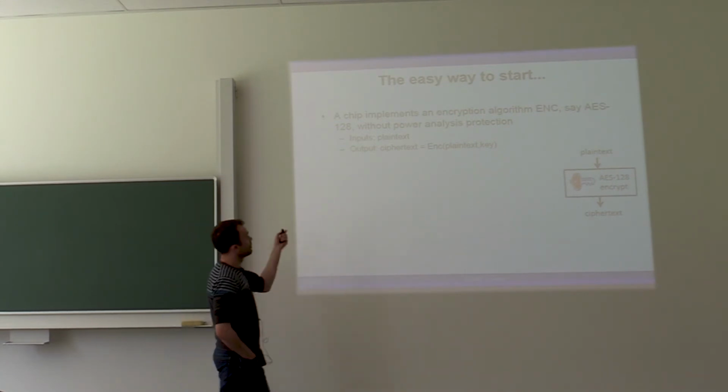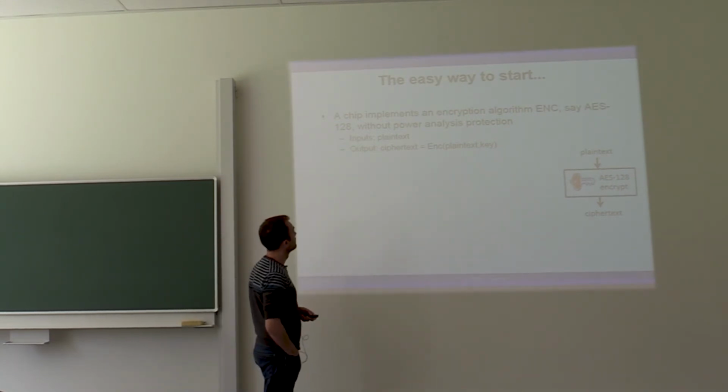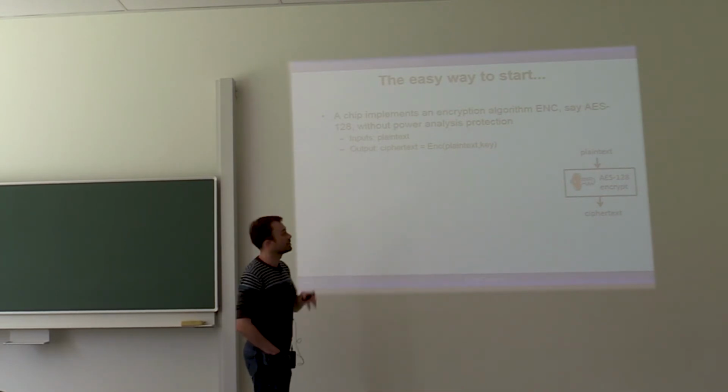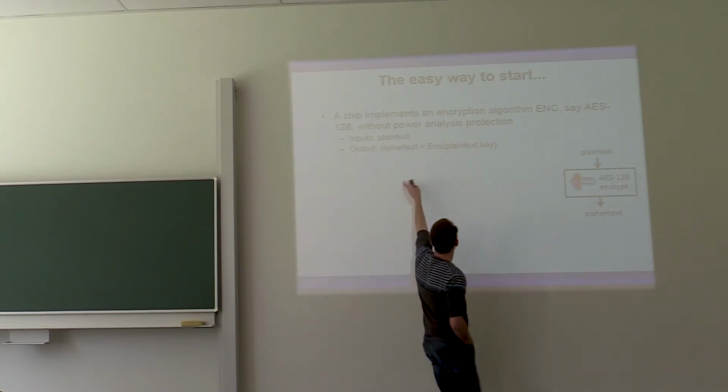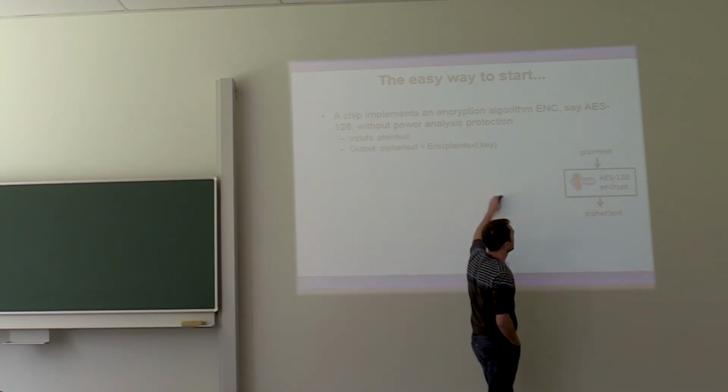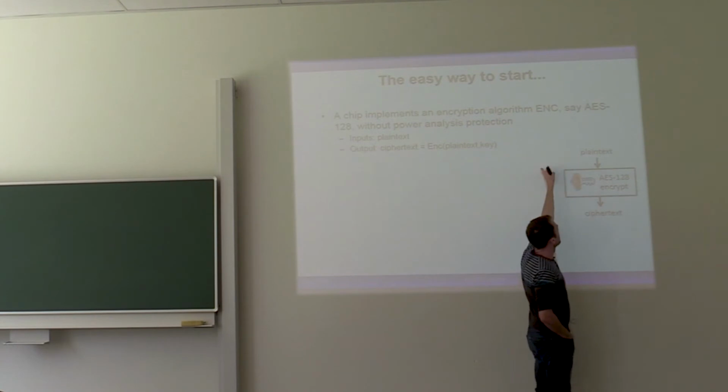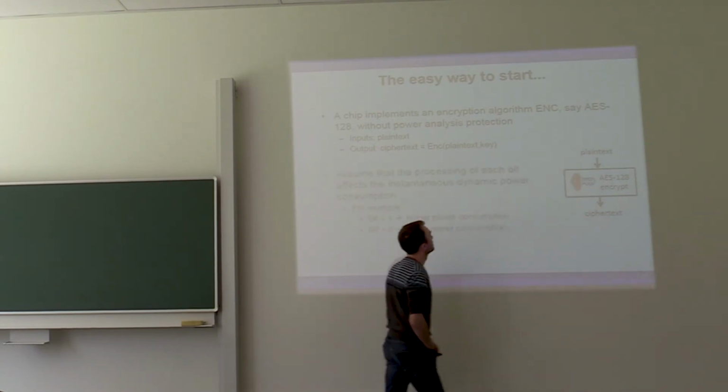So suppose, again, we want to look at AES without any particular protection. We have an input, a plaintext, and an output, a ciphertext. That's the encryption of the plaintext under a certain key. The key sits in the smart card. Plaintext goes in, ciphertext comes out.